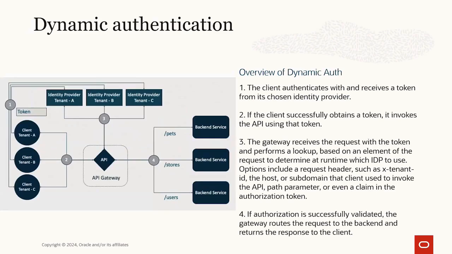Dynamic authentication: we might have multiple identity providers based on different tenancies, different customers, different business segments. So the API gateway can be configured to leverage multiple identity providers in this case. And again, the various clients, as they connect, are going to be routed to their own identity provider, where they'll get that token, they'll pass it back, and we'll check to make sure that they've been authorized.